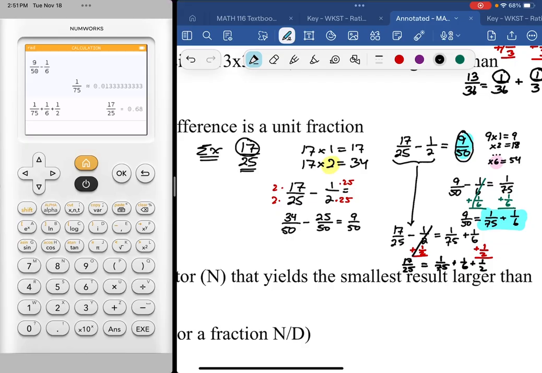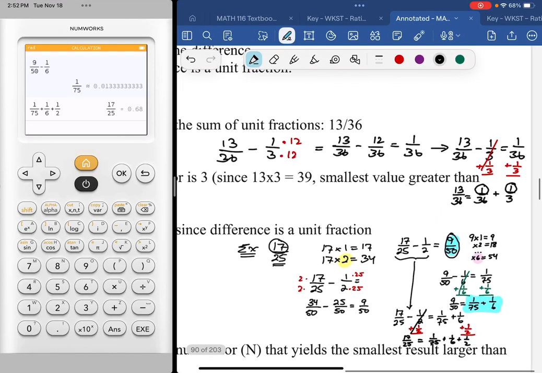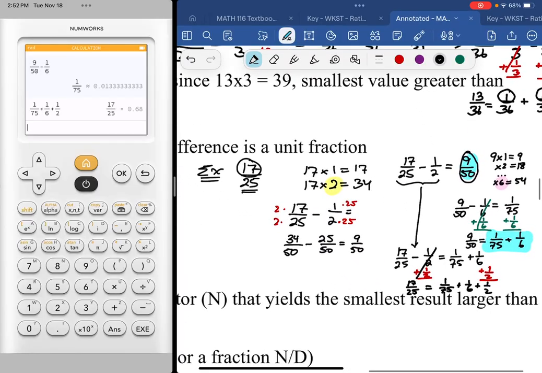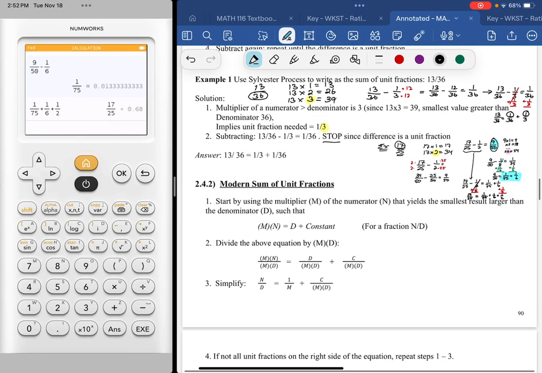All right, so obviously they can be not too bad, 13 over 36, or they can be kind of crunchy. So yeah, just make sure you try to have a look at that procedure and make sense of it. All right, the modern sum of unit fractions approach, ultimately it boils down to the same thing. It's just dressed up a little differently.